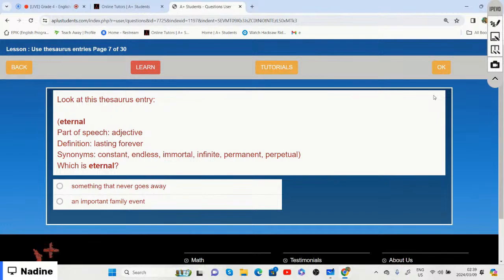So eternal. It's like saying I have eternal life. And eternal is something that never goes away. It's forever and ever and ever. So it never goes away. It is permanent, right? It's infinite, it's immortal, endless.